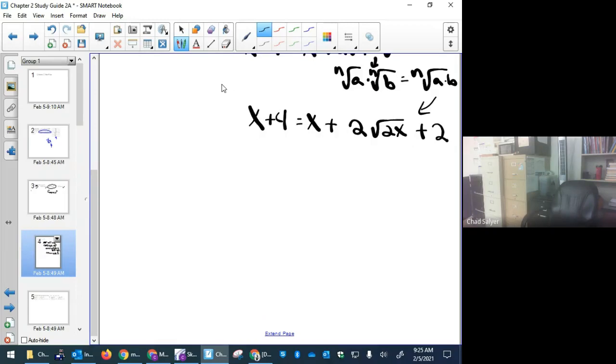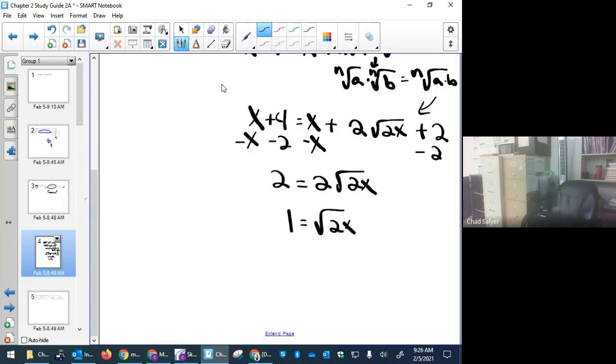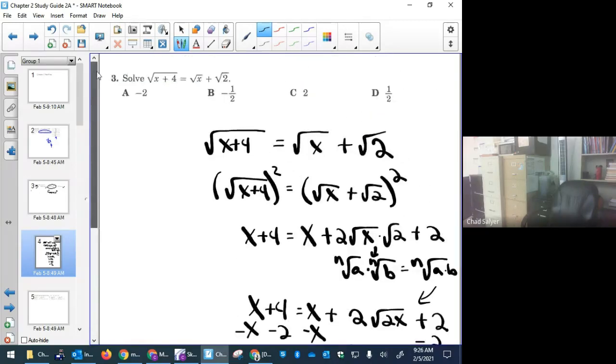Now let's isolate the radical again. So I'm going to subtract 2 from each side. Subtract x. And I get 2 equals 2 times the square root of 2x. Divide away the 2. Square both sides again. 1 squared is 1. Square root of 2x squared is 2x. Divide by 2. X equals 1/2. So is that a legitimate solution though?